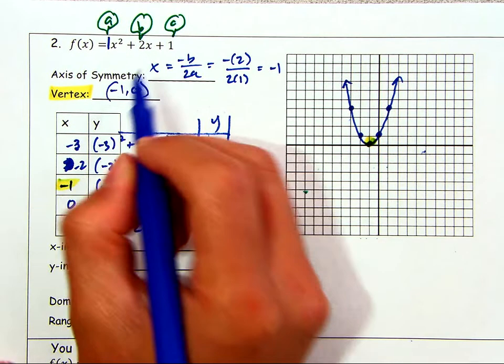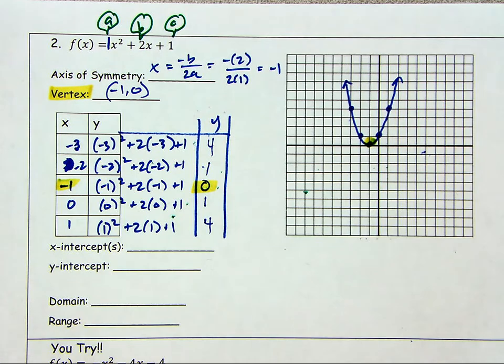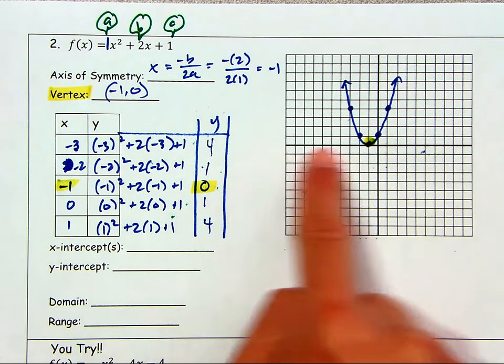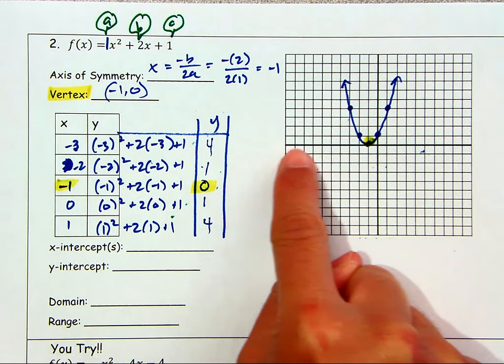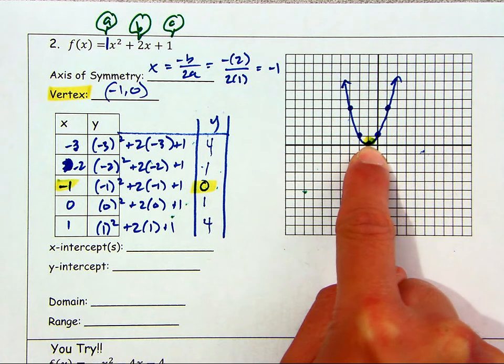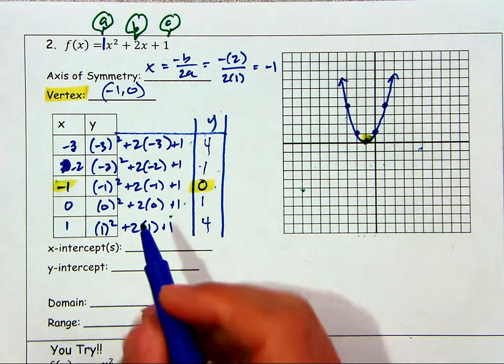Okay, the x-intercepts, right? So where does our parabola cross the x-axis? Well, you can see it meets right there, right? The vertex is also an x-intercept. So that's going to be negative 1, 0.